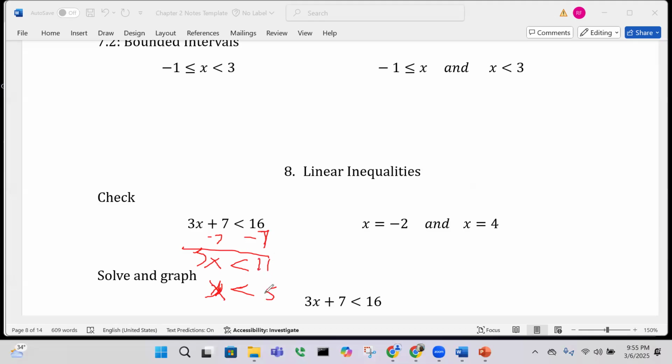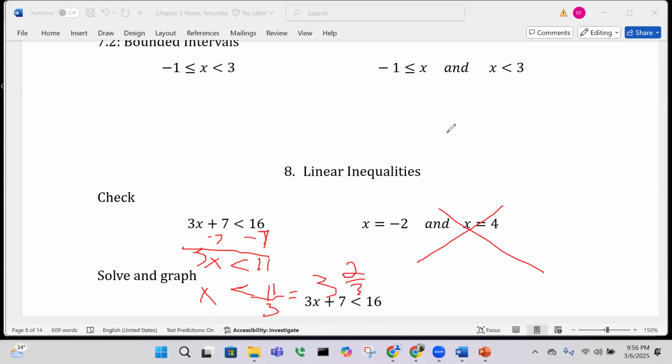So x is less than 11 divided by 3. 11 divided by 3 is about 3 2/3. So 4 is definitely too big. 4 is not in the set because it's not less than 3 2/3. All the things that are going to make this true must be less than 3 2/3.